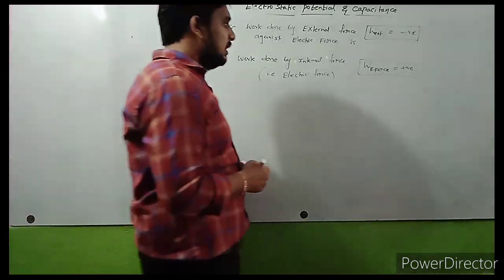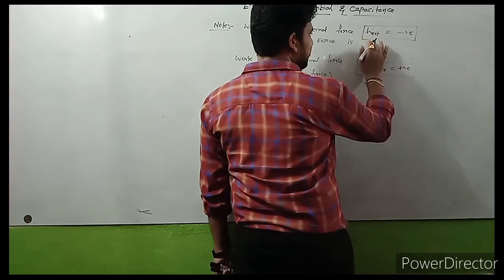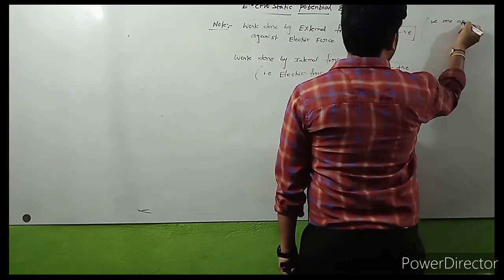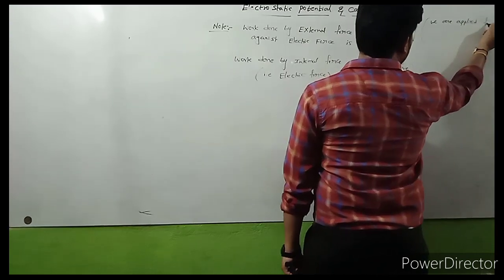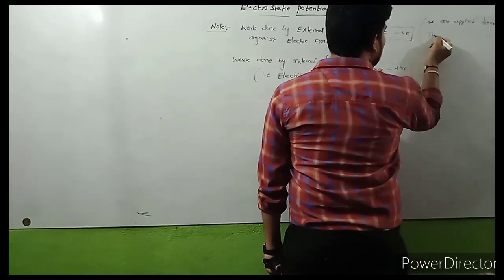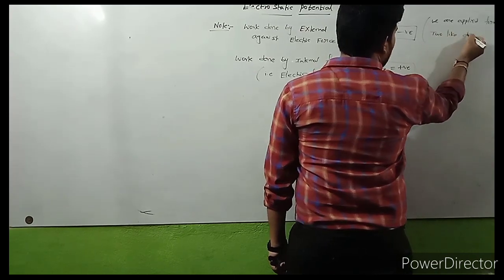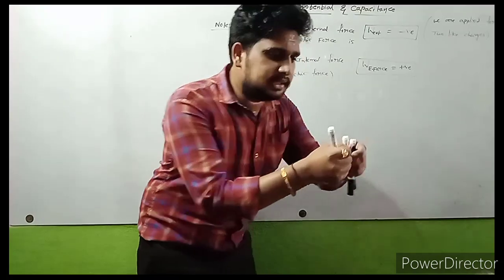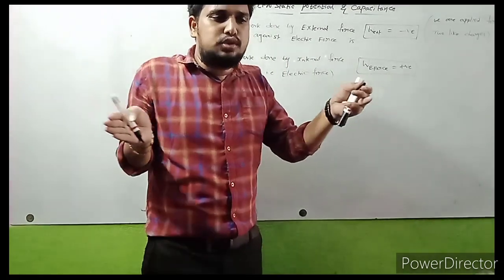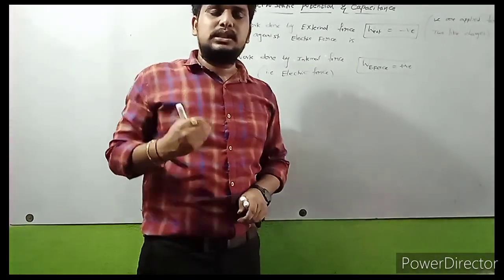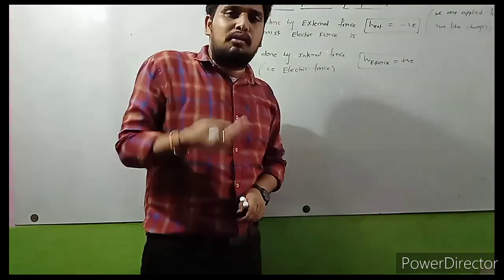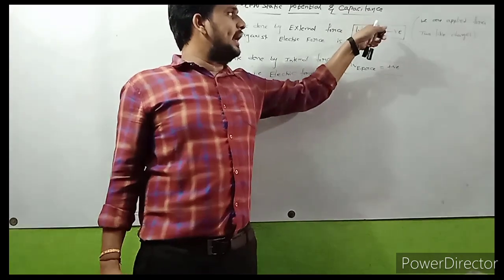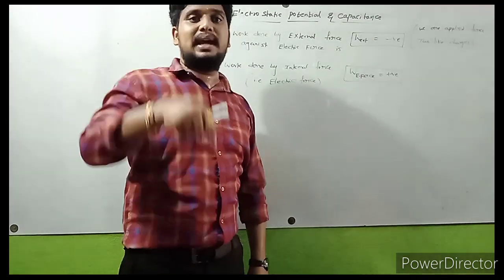External force means we are applying force. When two like charges are there, we apply force because two like charges repel. We need to pull those two like charges nearer. That means we have to apply more force to overcome the electrostatic force. That means work done by external force is negative when we apply external force.